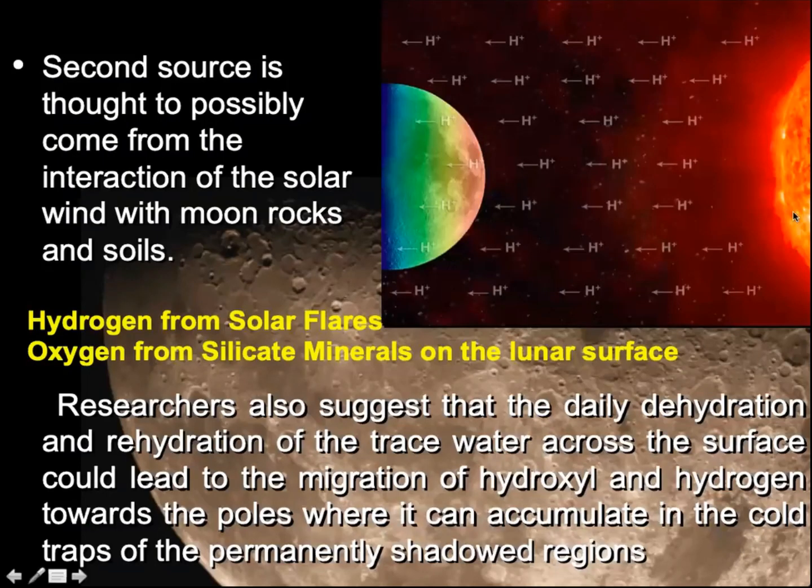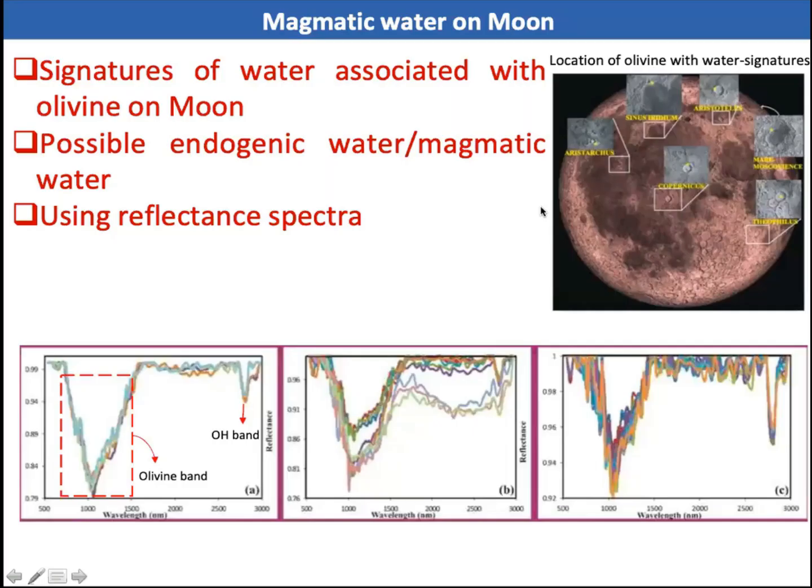Now, second, what will happen if solar flares are there? They will interact with the lunar surface. The lunar surface has a lot of silicate minerals. Here it will implant H+, which hits the surface, breaking the molecules, and the H+ ions will react with the oxygen. You can have formation of OH, and then it will migrate to the polar regions, into the permanently shadowed region. So this is another source of water present on our Earth's Moon.